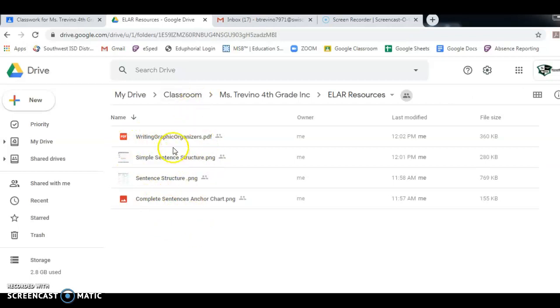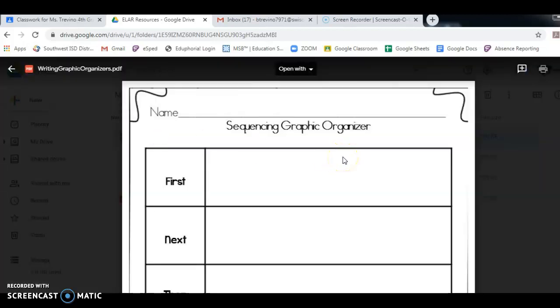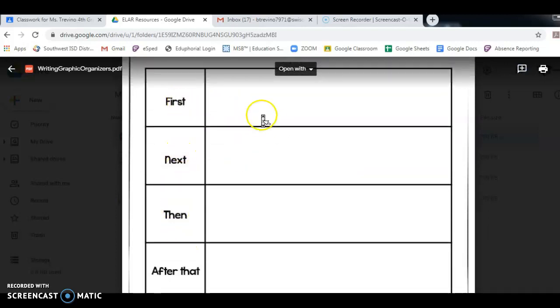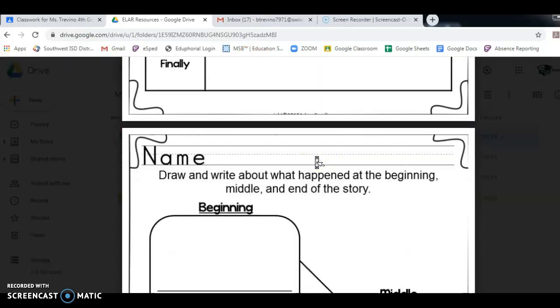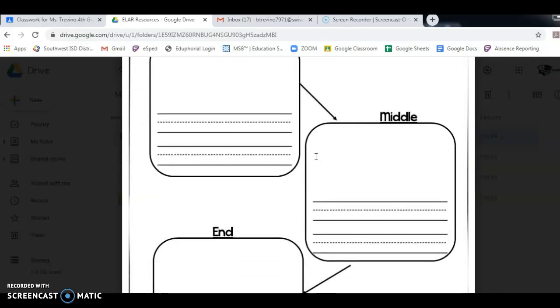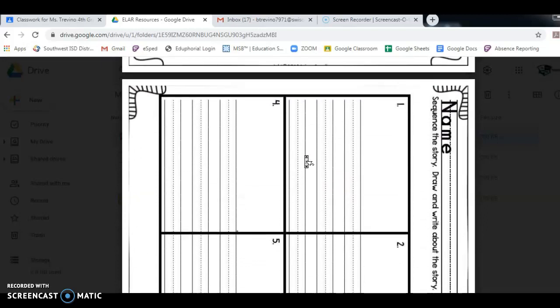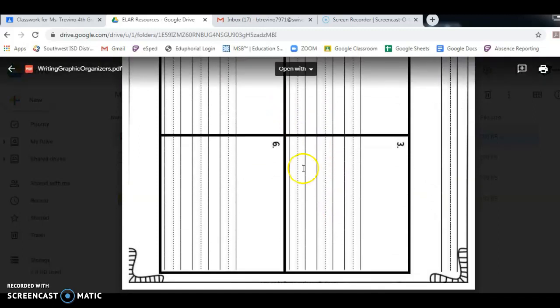So, like I said, brainstorming. I have a lot of graphic organizers in here that you can use to help you brainstorm. Okay, so this one's a sequencing one. First, next, then, after that, then, finally, right? So it keeps everything in order, in sequential order. Okay, we have a shorter one, beginning, middle, end. This one is also, it's sideways, I'm sorry, it's another sequencing one. 1, 2, 3, 4, 5, 6. Okay, you have 6 squares, and you would put it in order.